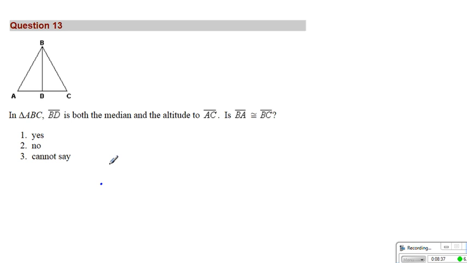Number 13, we have BD is both median and altitude. Median means these two line segments will be equal to each other, and then altitude. Now, as soon as you realize that between triangle ABD and CBD, BD is reflexive, that means those two triangles are congruent, which allows us to say BA must be equal to BC. So therefore, yes, they are congruent to each other.